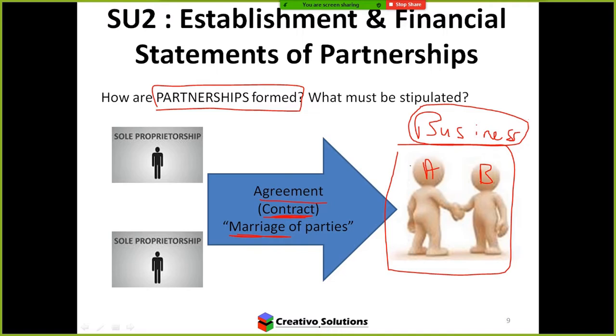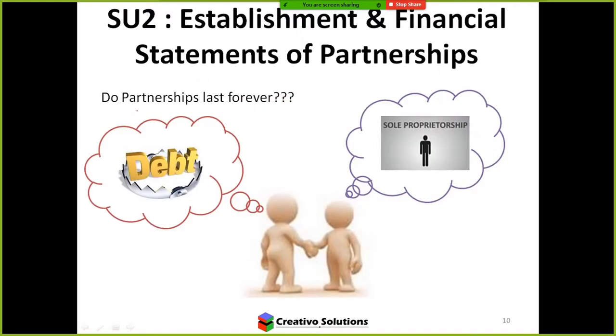But when you look at each partner, each deserves a portion of the business's profit or loss, depending on what you've got. On the next slide, we've got a note here about partnerships. Do they last forever? Cheryl says no in the chat.